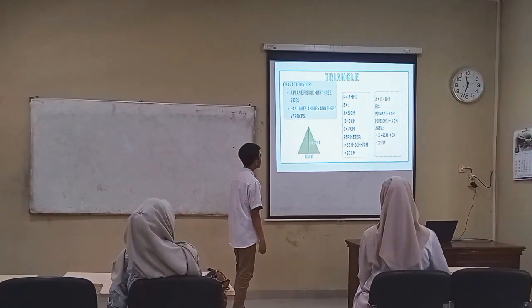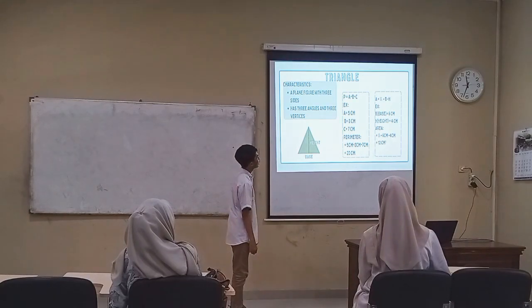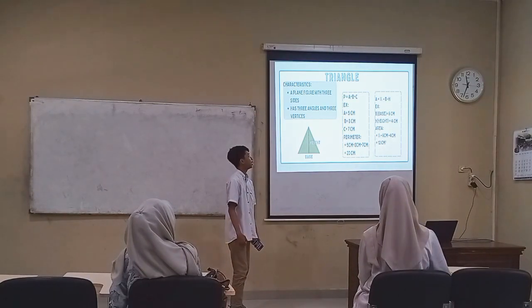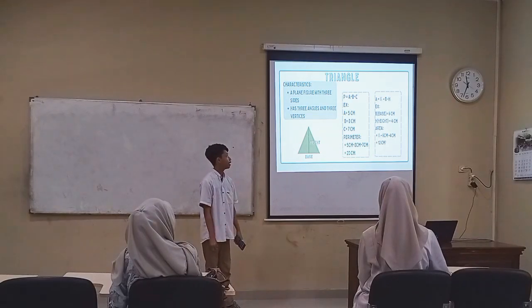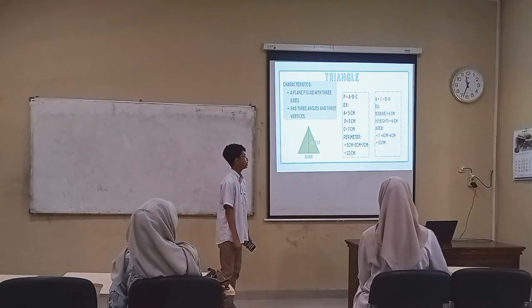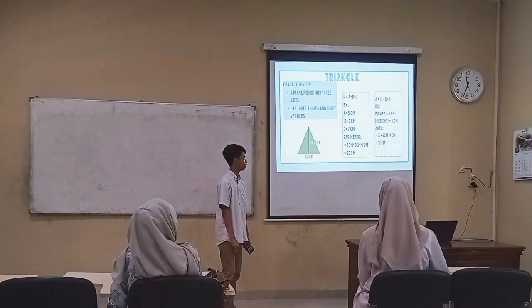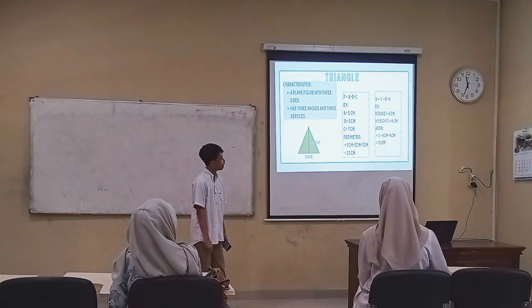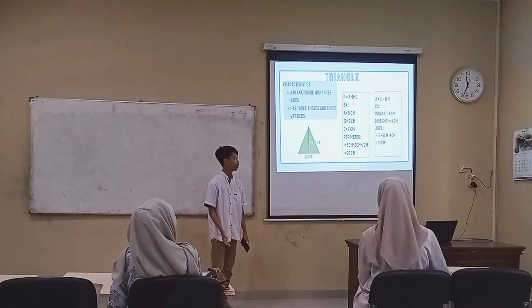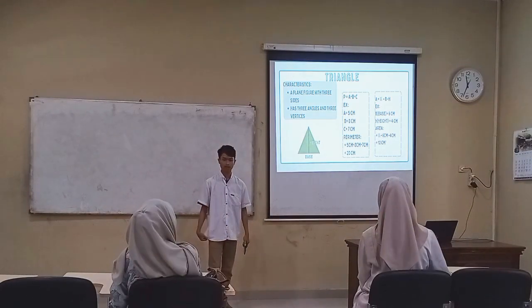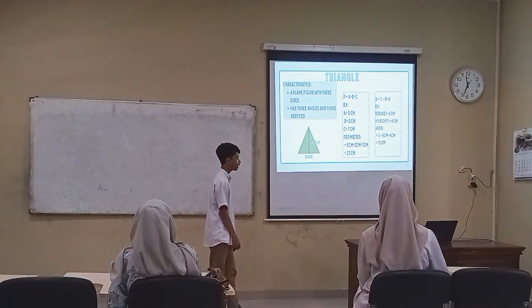And to find the area of a triangle, A is half times B times H. Example, B is base 6 centimeter, H is height 4 centimeter. Area is half times 6 centimeter times 4 centimeter is 12 square centimeter. Okay, next.